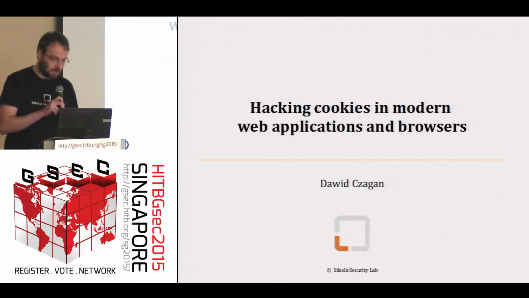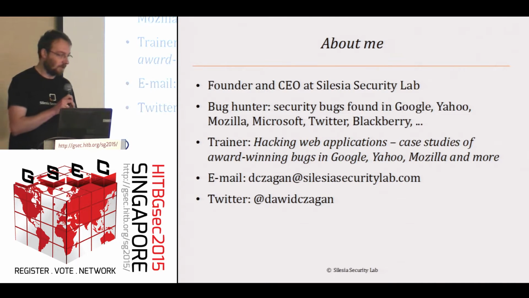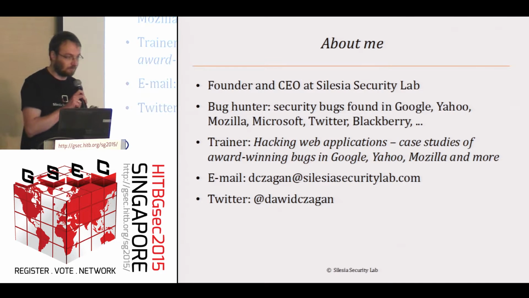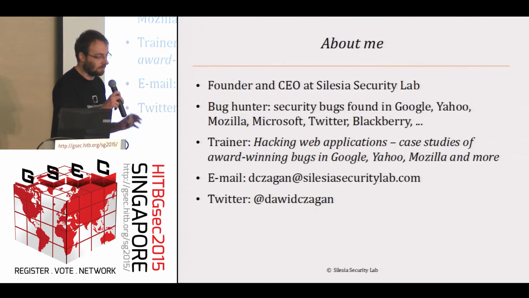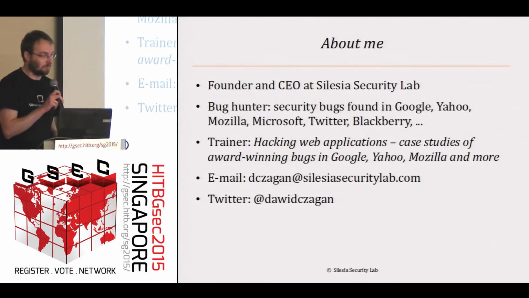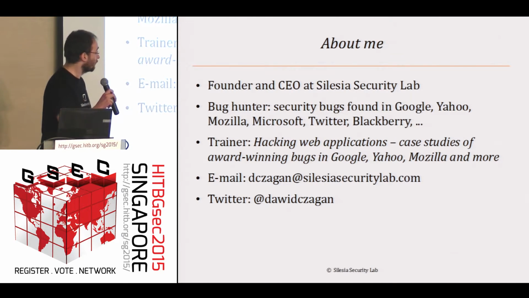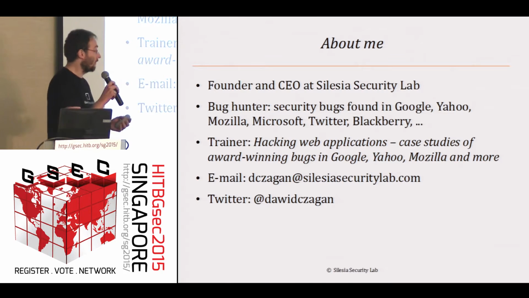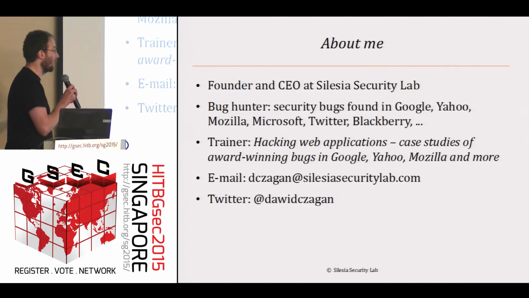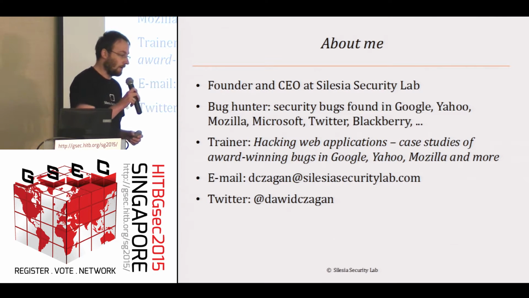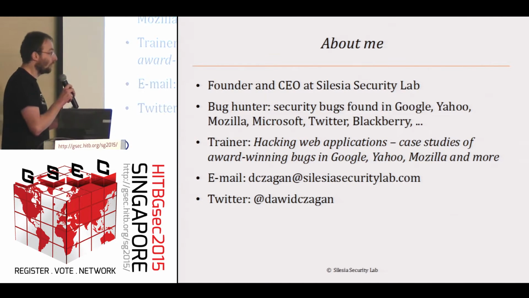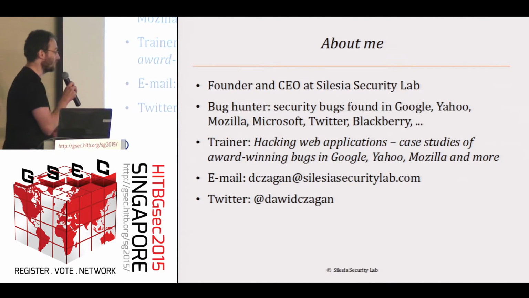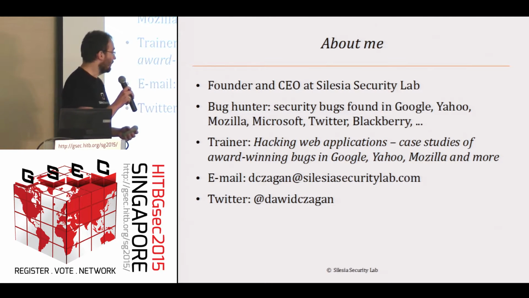So let me first introduce myself briefly. I'm founder and CEO at Silesia Security Lab, a company that primarily is doing pen testing and advanced specialized security trainings, mainly offensive. What I love to do is hunting bugs. I found bugs in Google, Yahoo, Mozilla, Microsoft, Twitter, and so on and so forth. And what I do love to do, except being a bug hunter and running a company and team of pen testers, is teach people. This is my true passion.